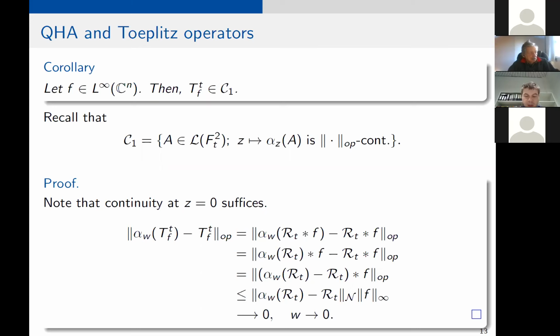Now you use the standard norm estimates for convolutions. So you estimate this by the trace norm of the shift of RT minus RT times the supremum norm of F. And now since the shift is continuous in trace class norm, this goes to 0 for W to 0. So we get this seemingly very non-trivial result by some very elementary properties of convolutions. Not elementary in the way that they are proven elementarily, but they are very naive properties of the convolutions. This you get very easily. All right. So this is this.